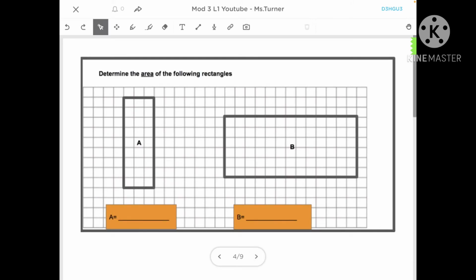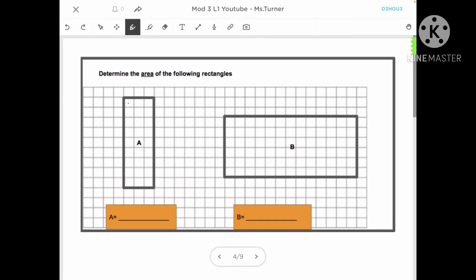Now that we know which side is length and which side is width, it's time for us to get right into finding the area. So let's go ahead and determine the area of the following rectangles, rectangle A and rectangle B. You guys will notice that there's grid paper behind this rectangle. The reason why there's grid paper is because sometimes when we're finding the area, it's a little bit easier to use grid paper because we're measuring the distance inside of our shape. So all we're going to do, you guys, is count those squares inside of our shape.